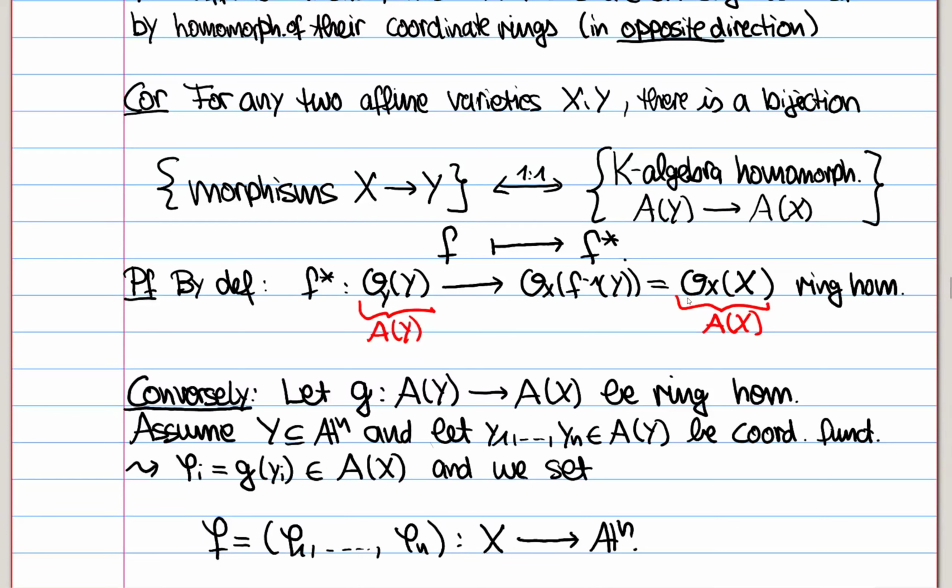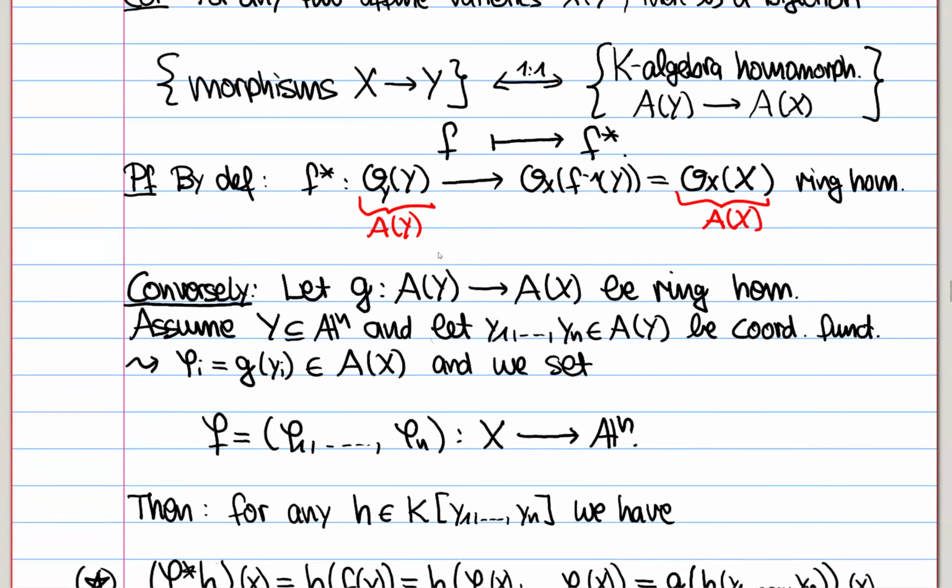And conversely, now we need to go in the opposite direction. So we prove this bijection by giving an inverse map. Let's give ourselves a K-algebra homomorphism G as above. Y is an affine variety, so it sits inside some A^n. Then we do the same thing that we had before. We let y1 to yn be the coordinate functions. The idea is that if we know that G is equal to F star, then we can use that to reconstruct what F should have been.